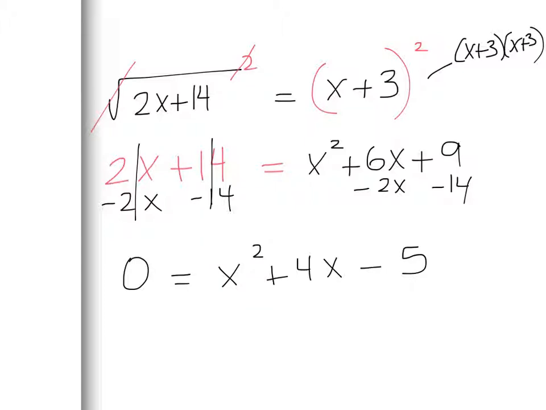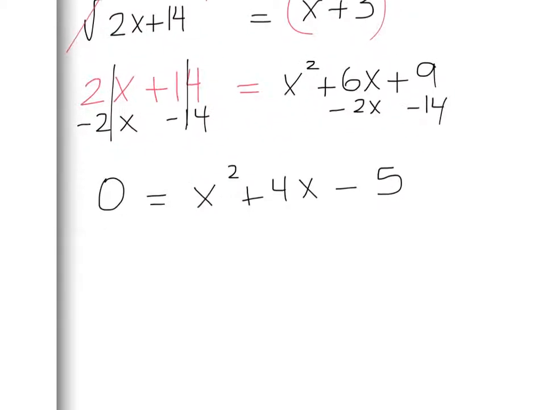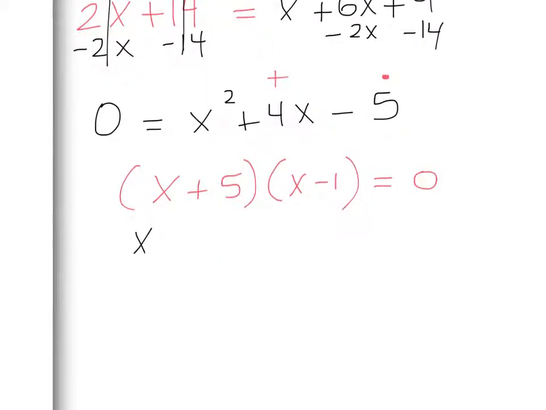So now you have to think of two numbers that would multiply to give you negative 5, but add to give you 4. And the factors are (x plus 5) and (x minus 1). And remember that that's equal to 0. So x can be two values in this case. x could be negative 5 or x equals 1.